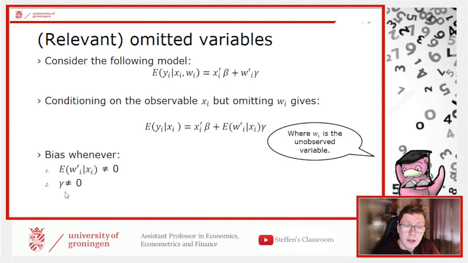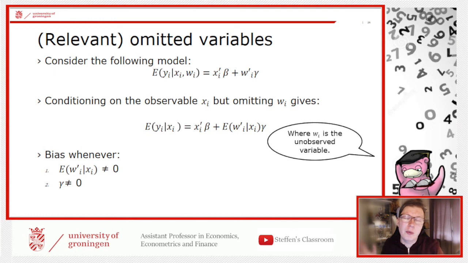Suppose the first one is non-zero, that is, there exists some correlation, which is, of course, bad. But suppose the second one is actually zero, which means it's not relevant. You could imagine that you estimate some model but forgot to include my mom's birthday in there. I could argue that's relevant because it's correlated with some of your variables. But if it turns out to be not relevant, that is, the estimated impact is zero, then there's no bias, even if they may still be correlated.